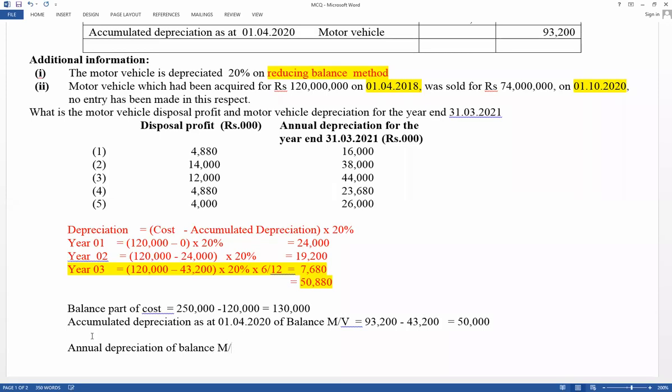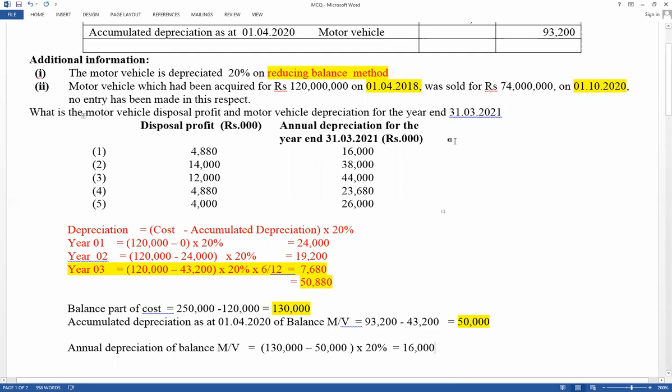The matching concept should be applied. The balance motor vehicle cost value equals 130,000. Its accumulated depreciation equals 50,000. This is the cost and accumulated depreciation of the unsold asset, up to the beginning of the year. Therefore, 130,000 cost value minus accumulated depreciation, into the percentage, gives the annual depreciation of the balance part. Therefore, here 20%. For the unsold asset, cost minus accumulated depreciation into the percentage, the value equals 16,000.